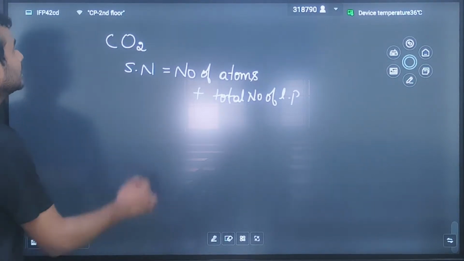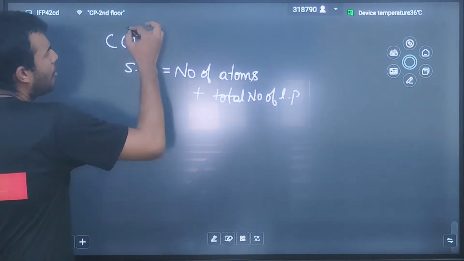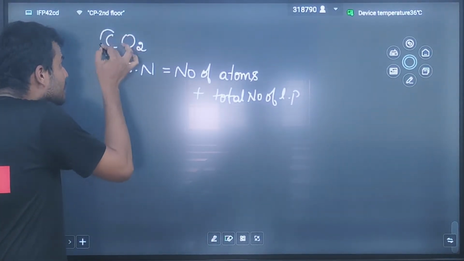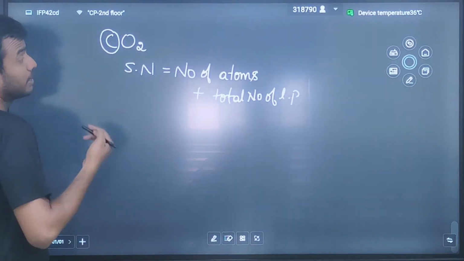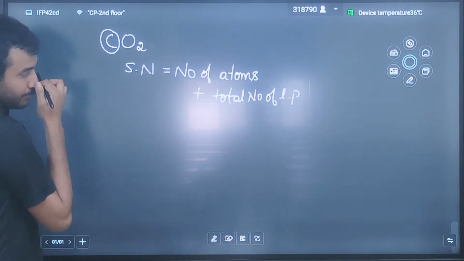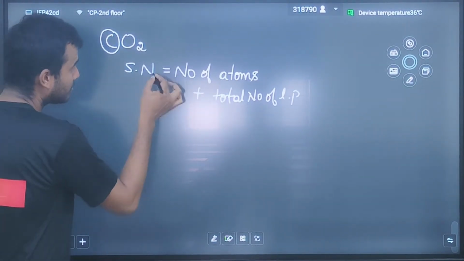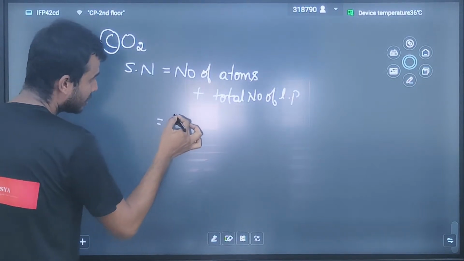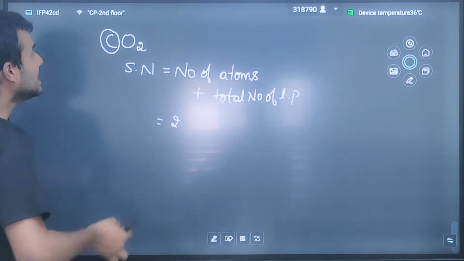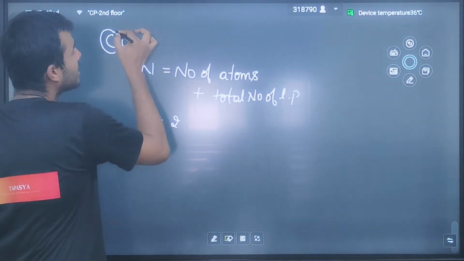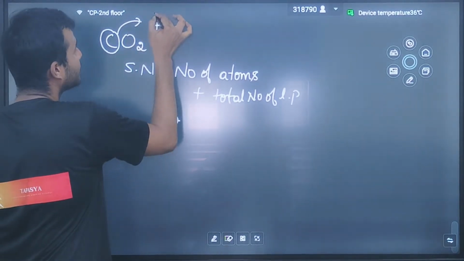Okay, my dear students, in the case of the CO2 molecule, this is the central atom, not a metal atom. Sorry, guys. How many atoms are attached to it? Totally, you can say two. Two, right? My dear students, what is the valence of carbon? The valence of carbon is four.